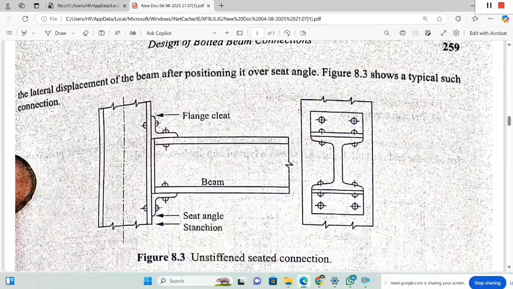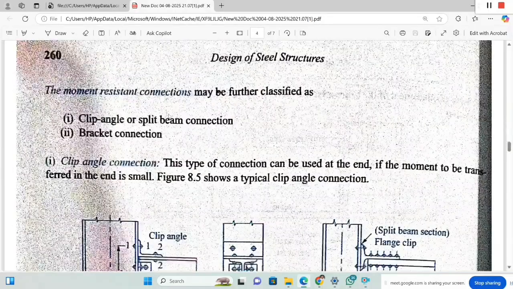In the case of moment resistance connections, there are two types. Moment resistant connections may be further classified as clip angle or split beam connection. The second one is the bracket connection. So the first one is the clip angle connection.